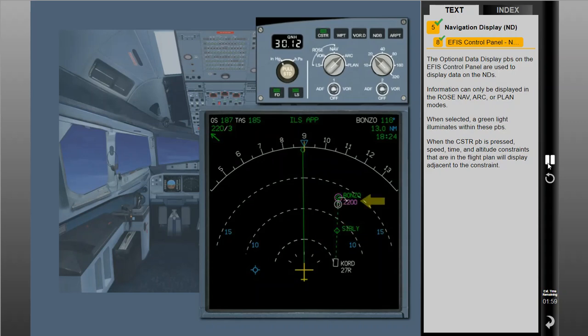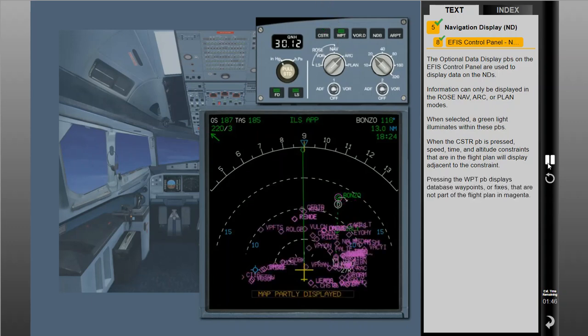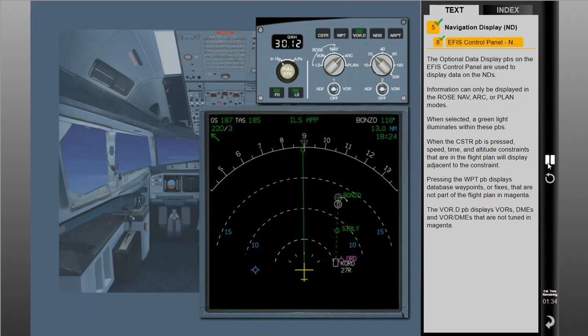When the constraint push button is pressed, speed, time, and altitude constraints that are in the flight plan will display adjacent to the constraint. Pressing the Waypoint push button displays database waypoints or fixes that are not part of the flight plan in magenta. The VOR DME push button displays VORs, DMEs, and VOR DMEs that are not tuned in magenta.